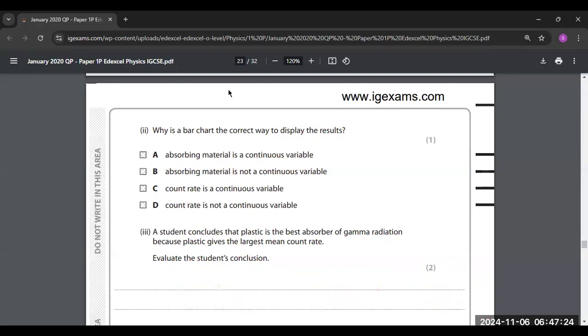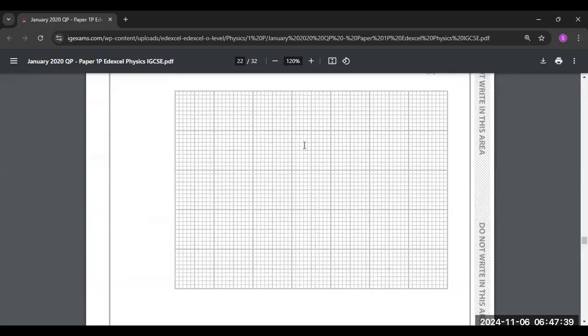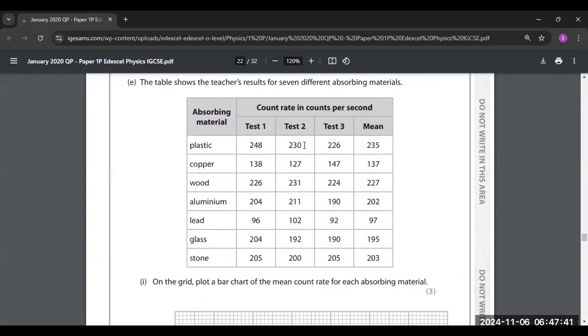Yeah. Okay. Now they're saying a student concludes that plastic is the best absorber of gamma radiation because plastic gives the largest mean count rate. Evaluate the student's conclusion. He is saying that because plastic gives the highest mean count rate, plastic must be the best gamma ray absorber. It's just for 2 marks, so you don't have to give a long answer. Is the student correct? Yes or no? If he is not correct, why? If he is correct, why? Do you think plastic is the best absorbing material?